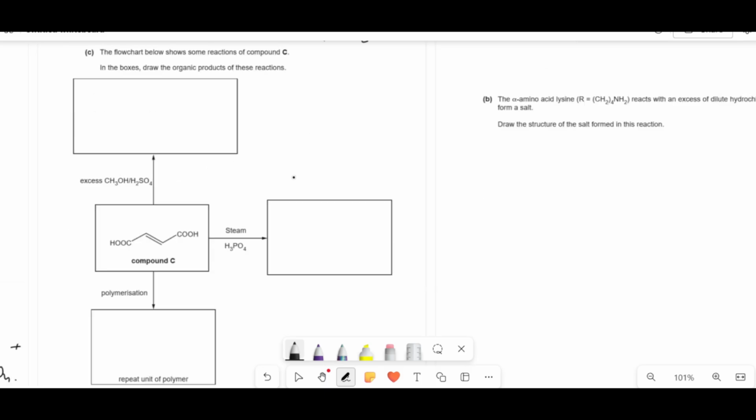The compound below shows some reactions of compound C. In the boxes below, draw the organic products. So here we have a carboxylic acid, right? And they've added excess alcohol and acid. So to me, immediately, it's making an ester. So then you would draw the same thing, just with the ester bit instead.